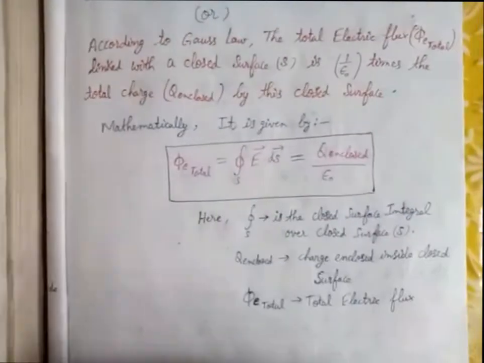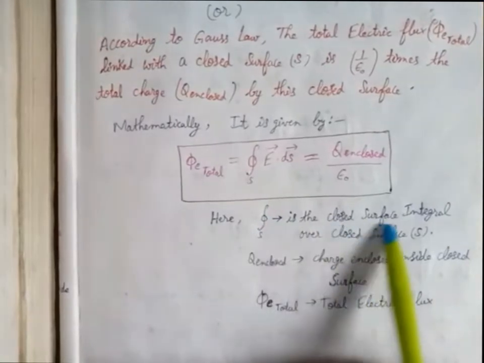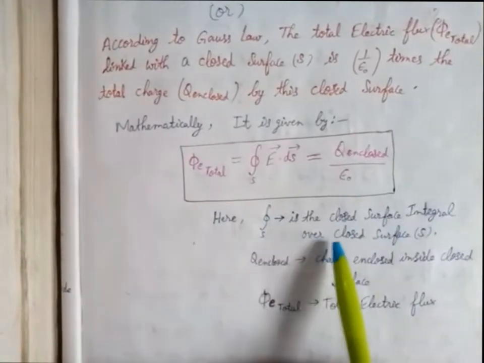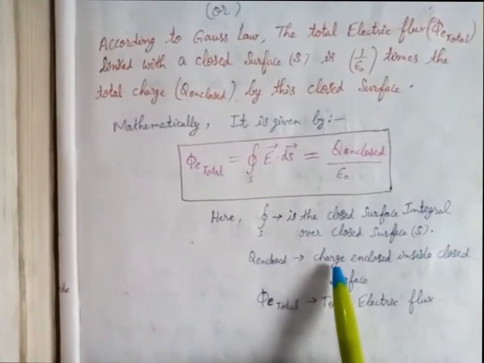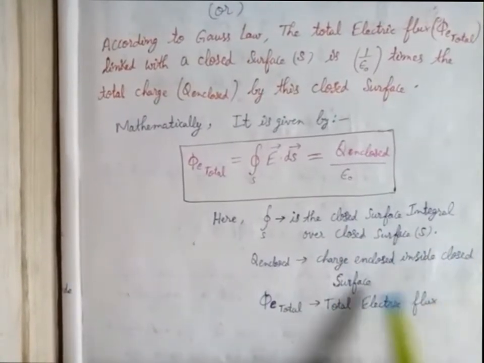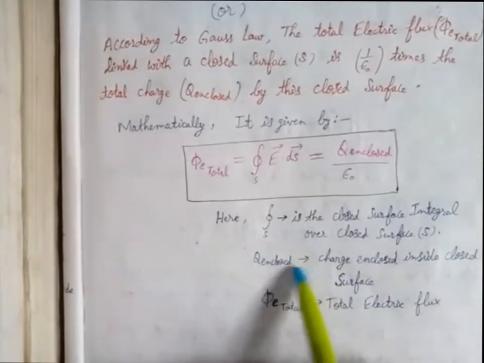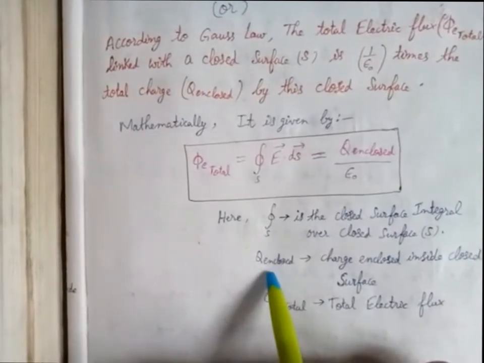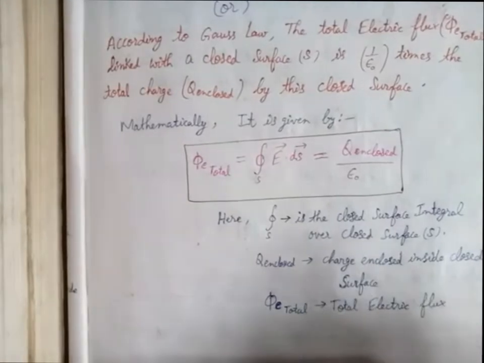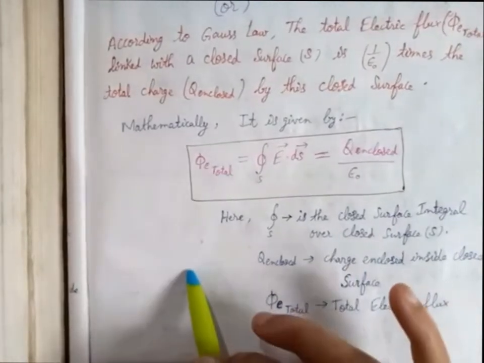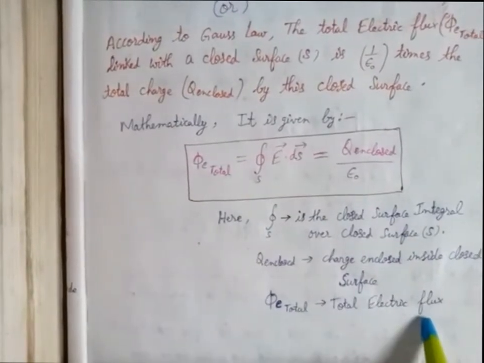So here this closed integral, surface integral, is shown for the closed surface area, and q enclosed is the charge enclosed inside that closed surface. It means q enclosed is the charge which is present inside that closed surface. It is not the outside charge, it is only the charge which is present inside that closed body. And phi E total is the total electric flux.